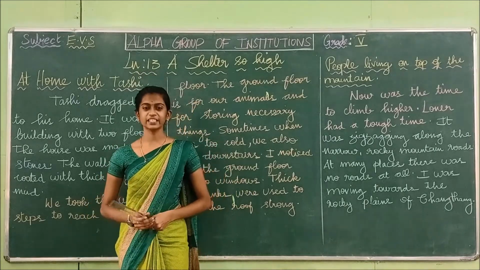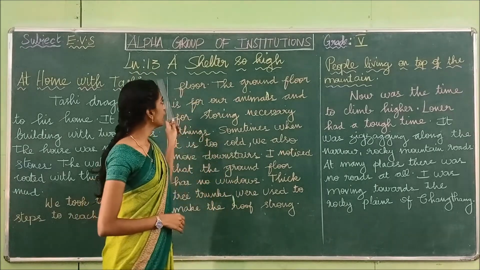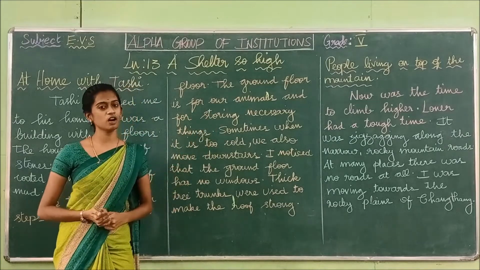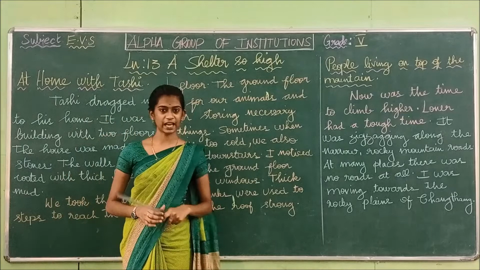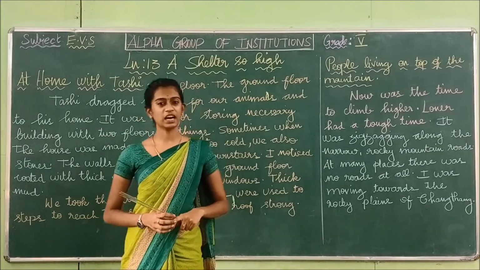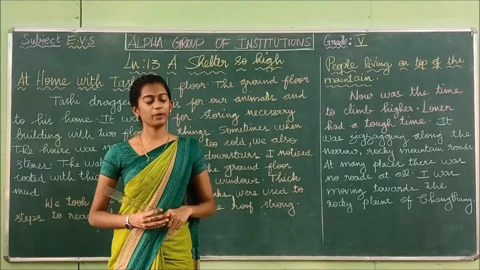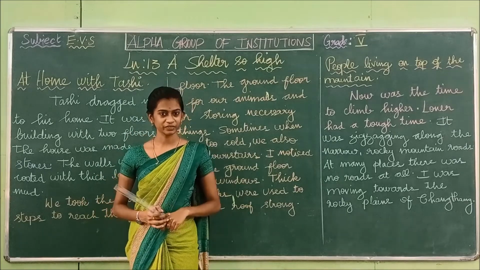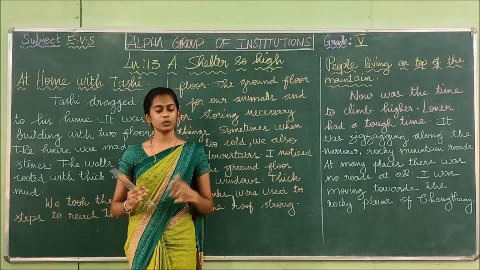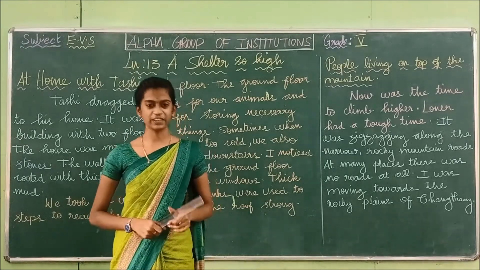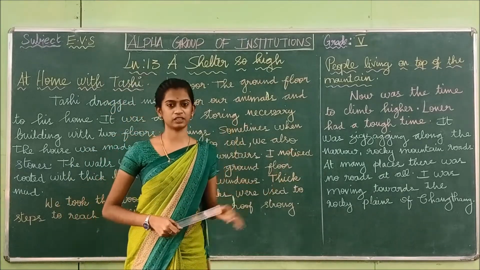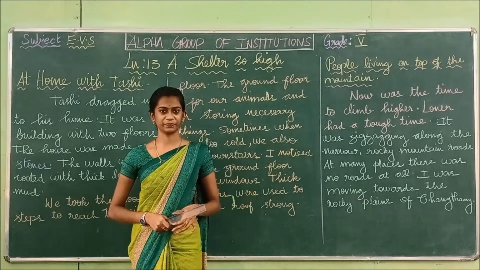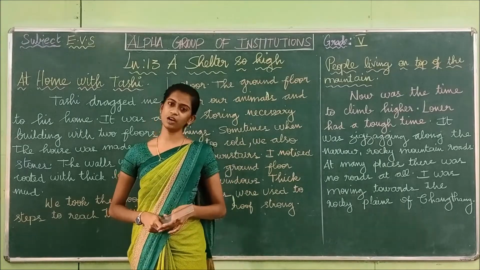So in today's class we are going to continue the lesson A Shelter So High. In the previous class we have seen a traveler's story. And what is the name of the traveler? Yes, Gaurav. Okay, so where does he live? He lives in Mumbai. And where does he travel? Yes, he travels to Delhi.